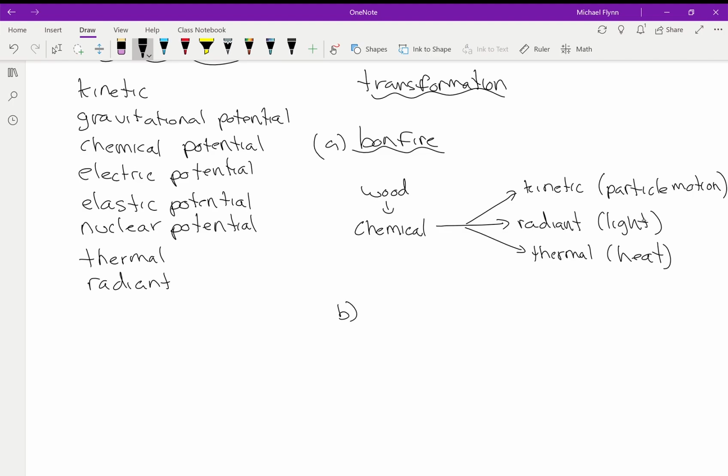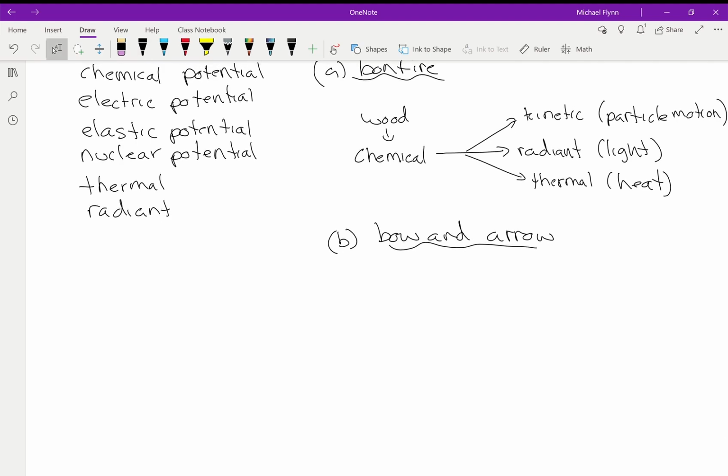Let's do another example. Okay? Let's say a bow and arrow. So in a bow and arrow, what's happening? Well, what happens is you draw back the bow. Okay? So you start with elastic energy in the bow. Okay, now what does it become? Well, when the arrow shoots off, it moves, so it has kinetic energy. And this is in the arrow.